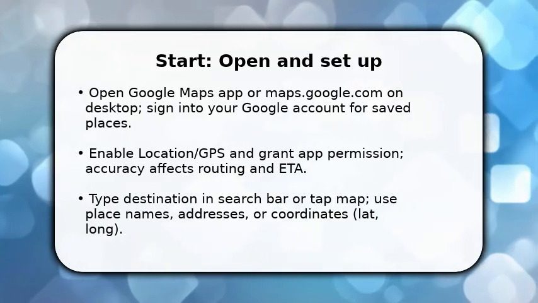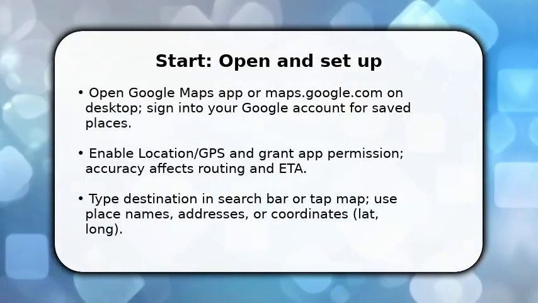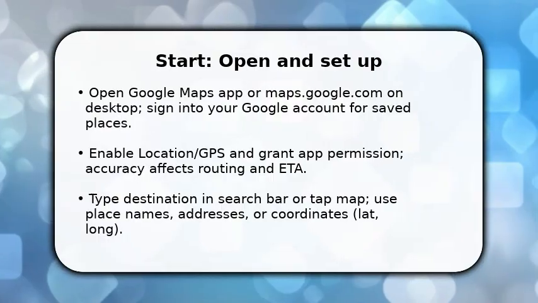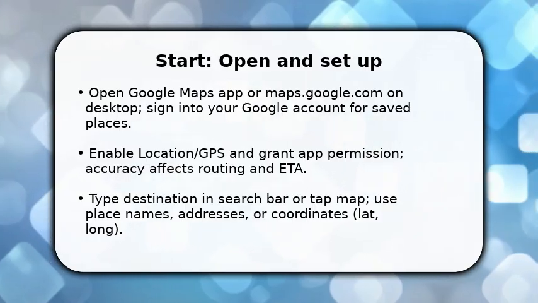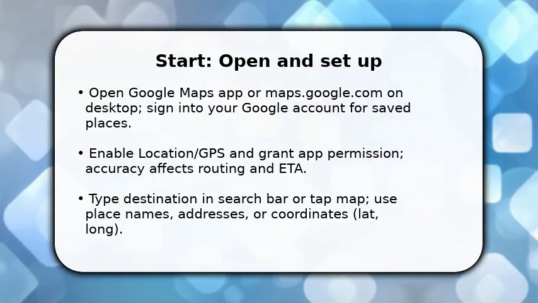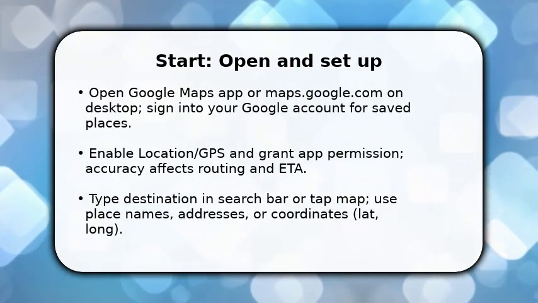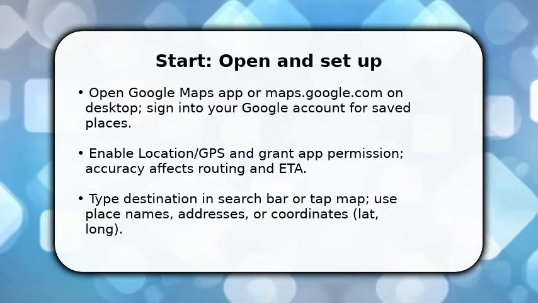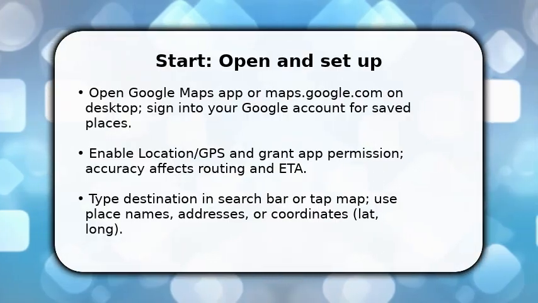Open Google Maps and sign in so your saved places show up. Once done, grant location/GPS permission for accurate positioning. Next, type a place name, full address, or paste coordinates into the search bar and press enter or tap the result. You'll see a pin and brief place card. Make sure to glance at the address and photos to confirm it's the right spot before you continue. This prevents wrong turns later.